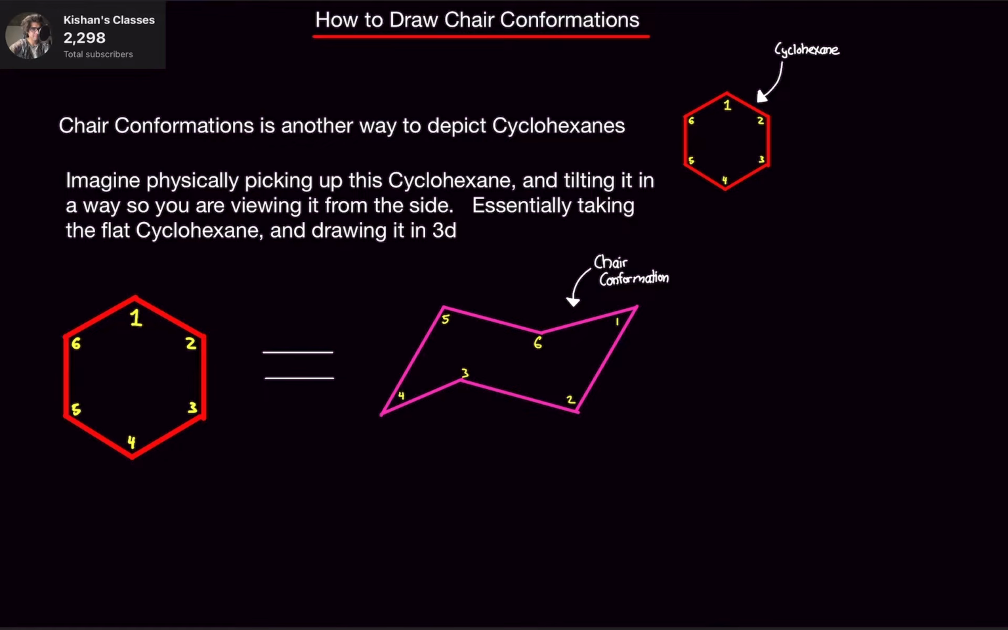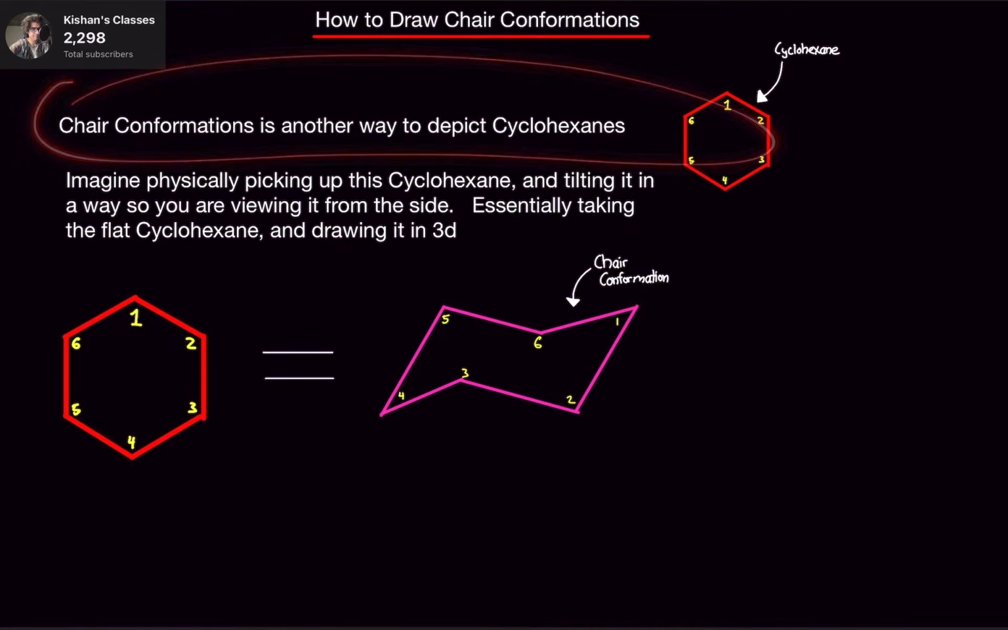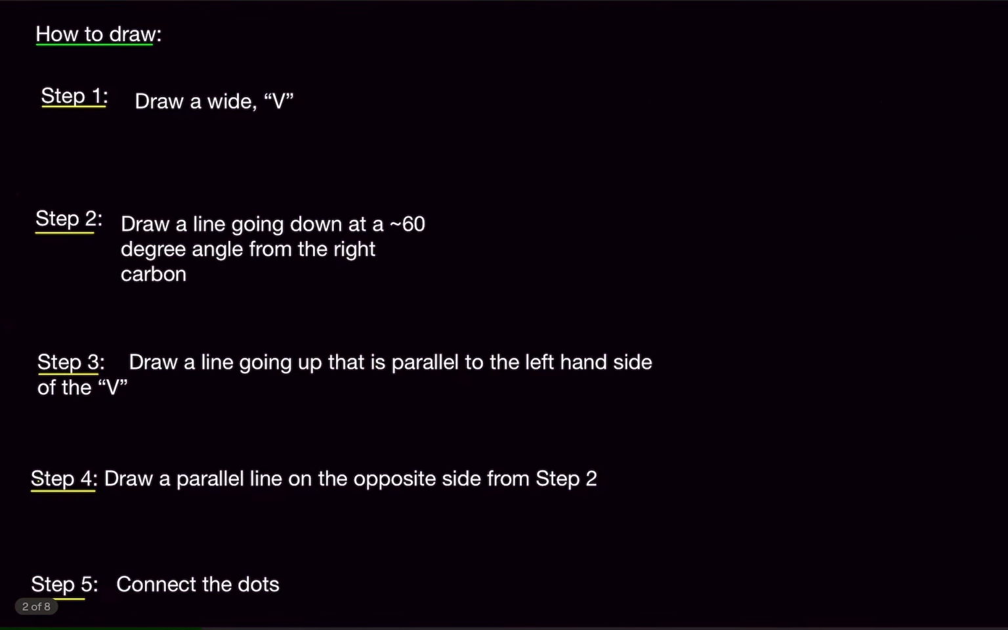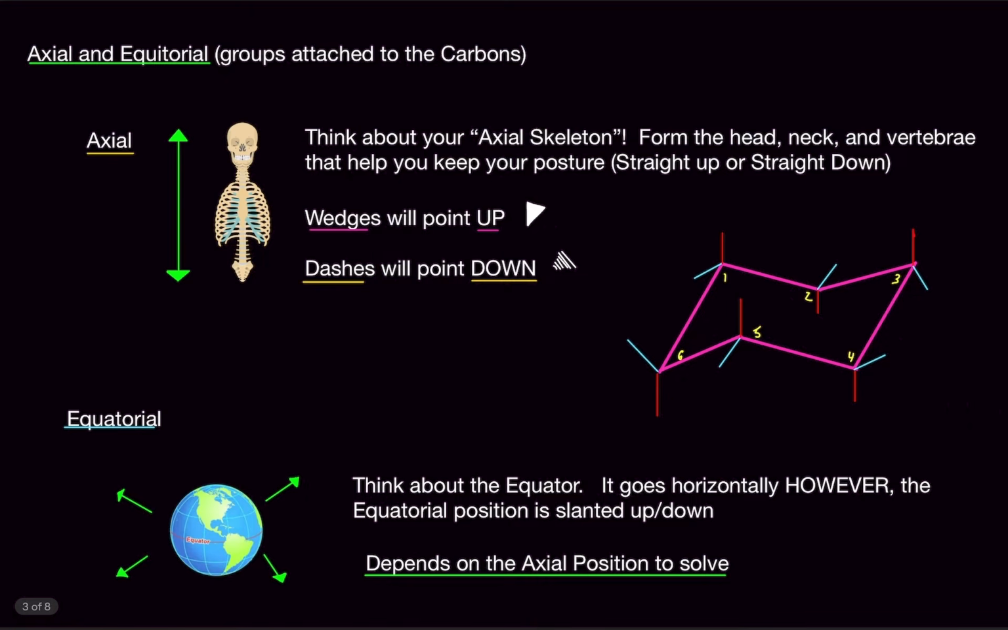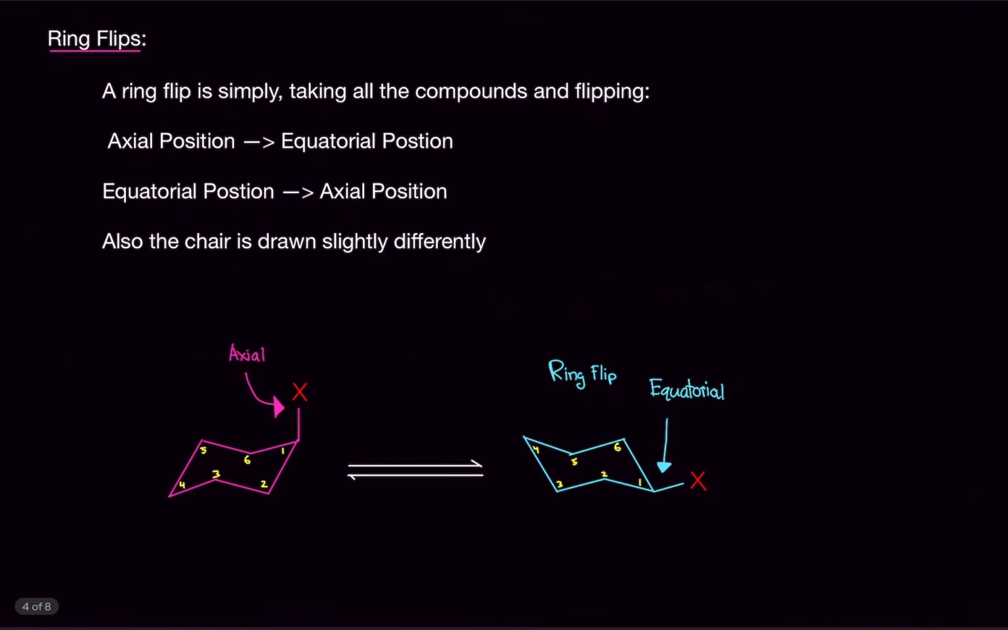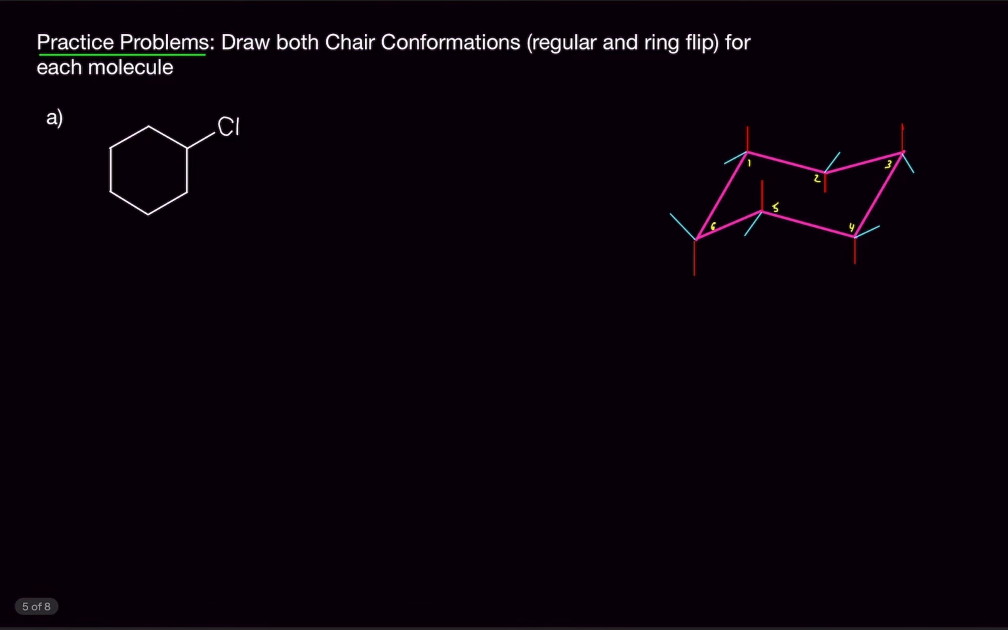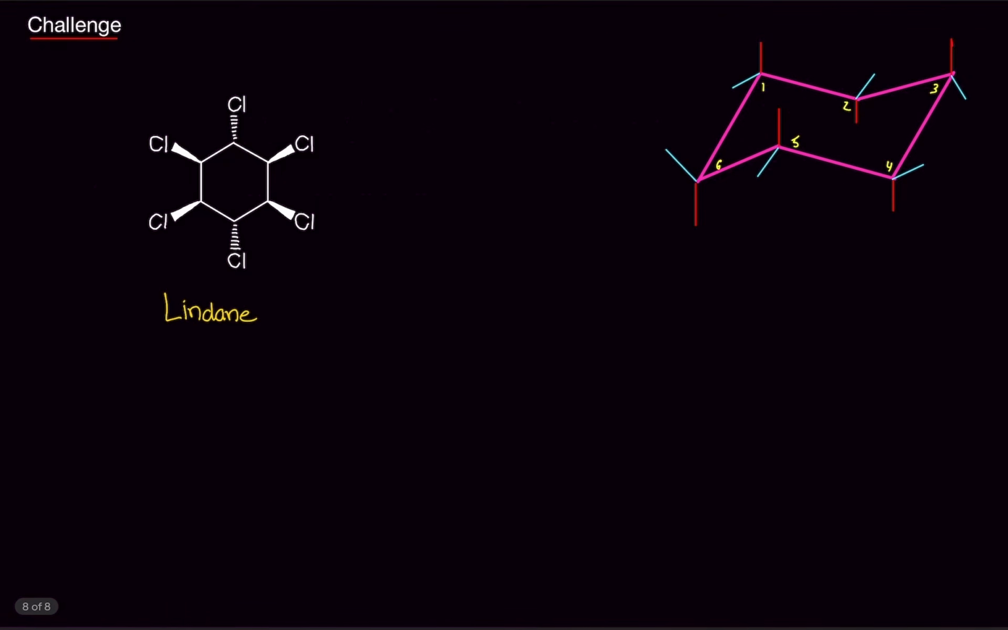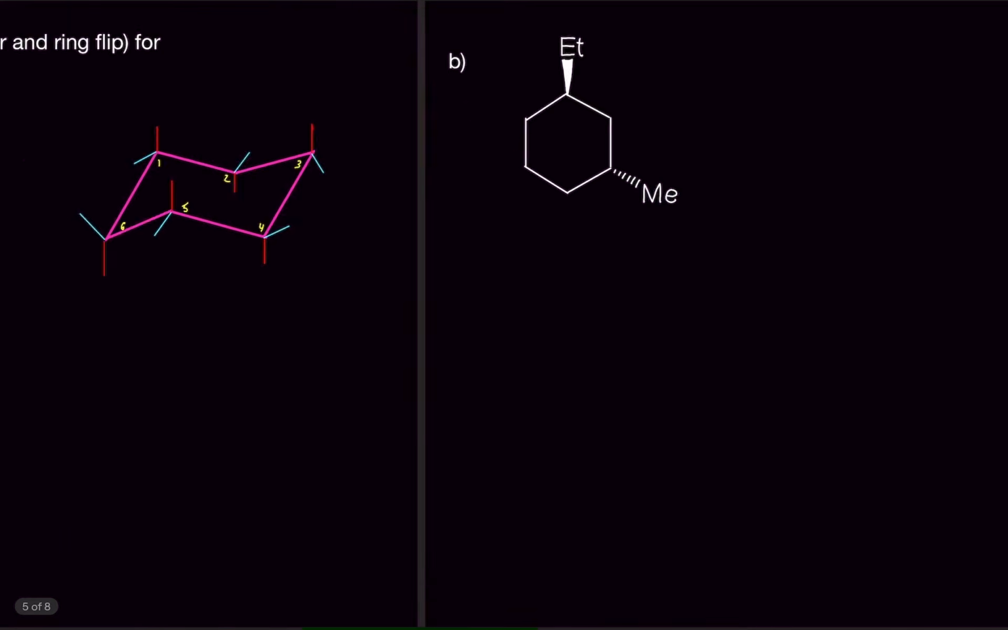Next, we're going to go over what chair conformations are. Then I'm going to tell you how to draw one. And then we're going to go over axial and equatorial positions of chair conformations. Then we're going to do ring flips, and we're going to do some painful practice problems, including an extra credit challenge problem. So let's begin.